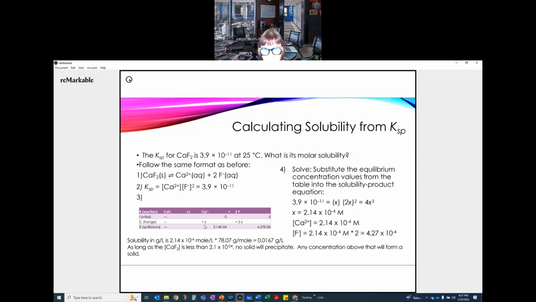Now, when I do that, I set my KSP equal to x times 2x squared. Remember that 2x, that whole thing, is squared. So when we do this, we end up with 3.9 times 10 to the minus 11th equals 4x cubed. We divide the 3.9 times 10 to the minus 11th by 4, and then take the cube root. That gives me my x value, which is 2.1 times 10 to the minus 4th. So that's what I see for Ca2+.